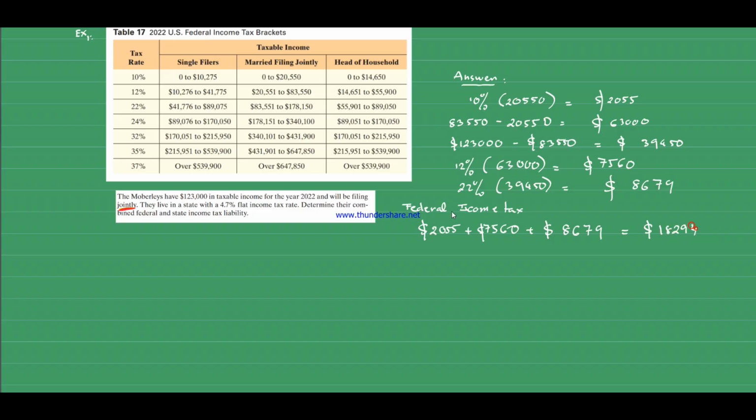All right, so this is the federal one, but we have to do the 4.5% flat income tax rate. I mean the state one. Okay, the state one. This is the federal one. So now this is the state one. Income tax will be 4.7%, 0.0047. You multiply by the income.